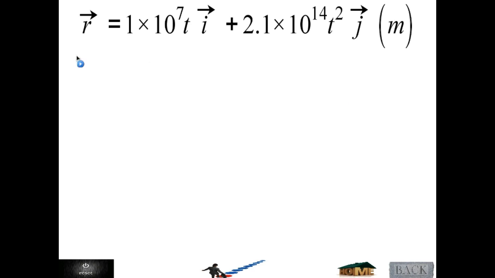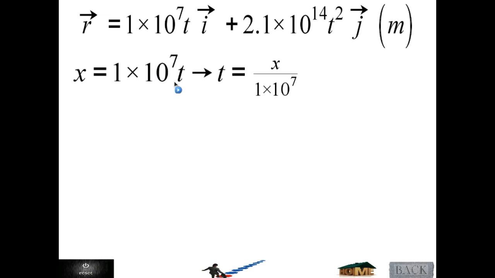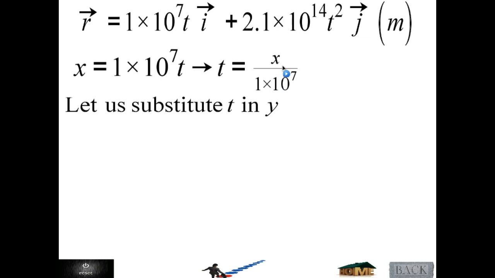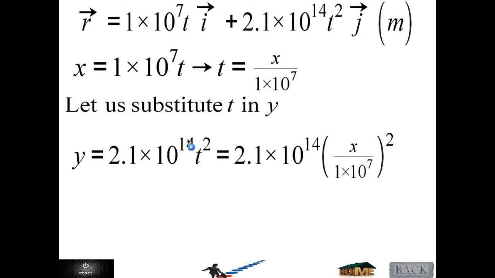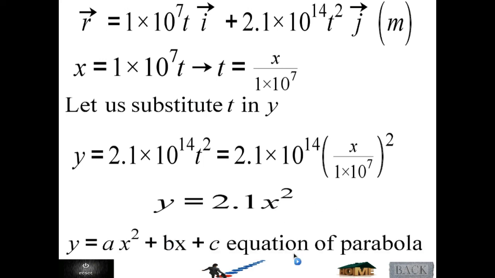Now I have the expression for the position vector, x and y. From x I can calculate the expression for time: t equals x over 1 times 10 to the power 7. So let us substitute t in y. Y equals 2.1 times 10 to the power 14 t square. Instead of t square I will put x over 1 times 10 to the power 7, all squared. Y equals 2.1 x square. This is the equation of the trajectory, and it is the equation of a parabola, where A is 2.1, B is 0, and C is 0.